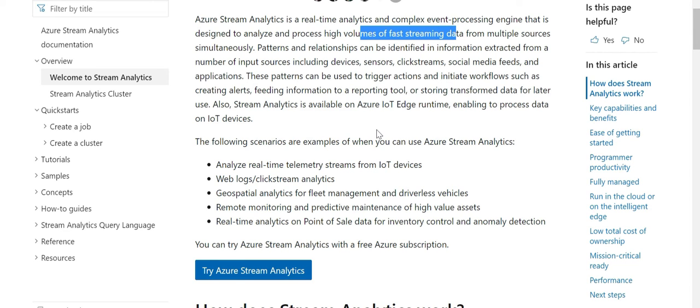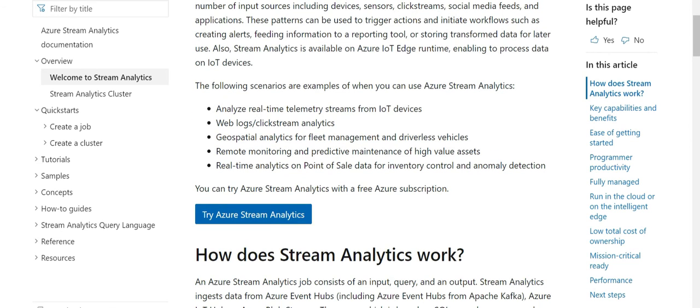At a high level, the main use cases are if you have data coming from IoT devices, from web logs or clickstream, the number of clicks made on the website, that's a clickstream. Or for geospatial analytics for fleet management, driverless vehicles, or for predictive maintenance of your high-value assets. These are the use cases where Stream Analytics is used.